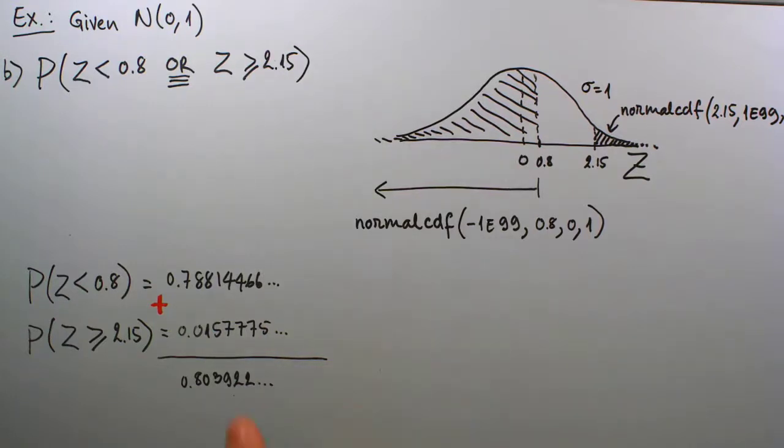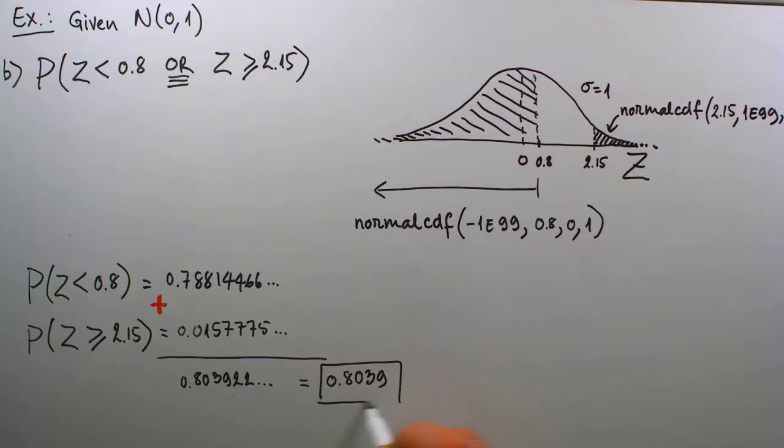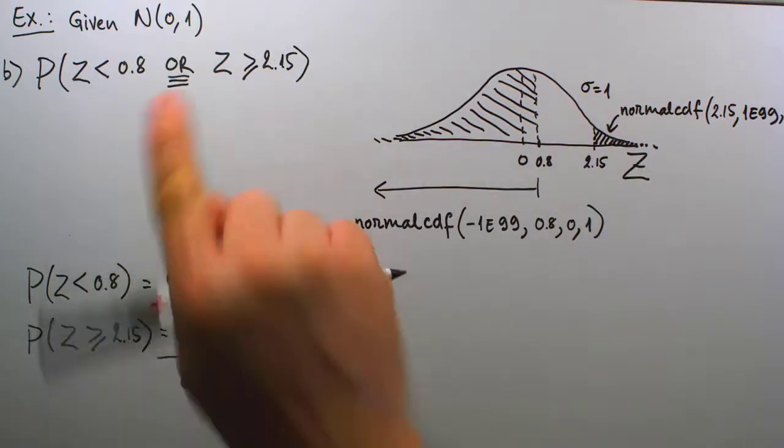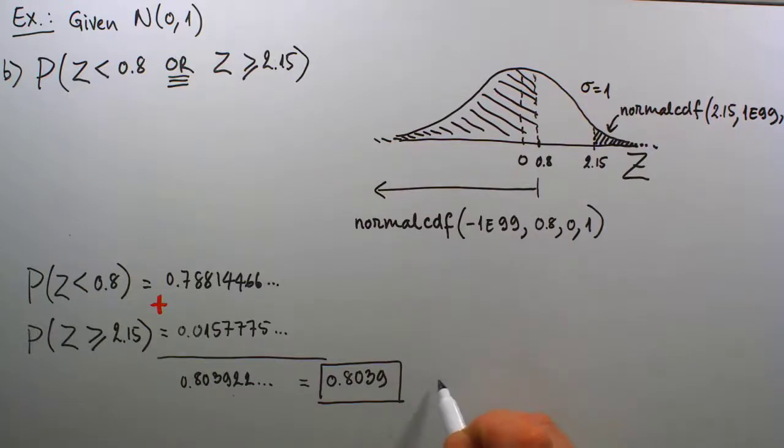And now since this is our final answer, as usual, I am going to round this, unless specified otherwise, to 4 decimal places: 0.8039. And that completes our final answer. And in case this problem is looking for an answer expressed as a percentage, then we are going to write this as 80.39%.